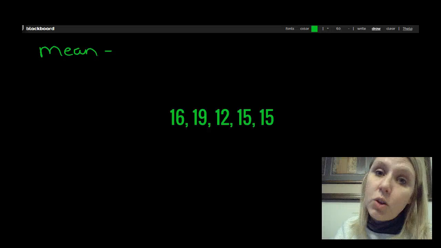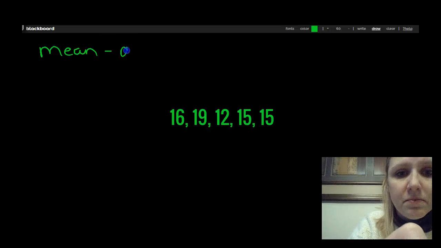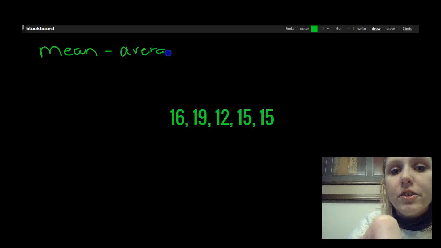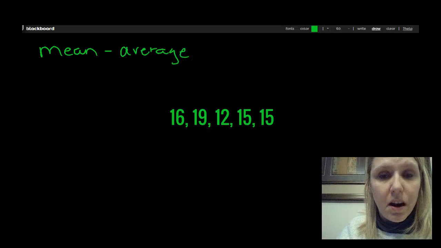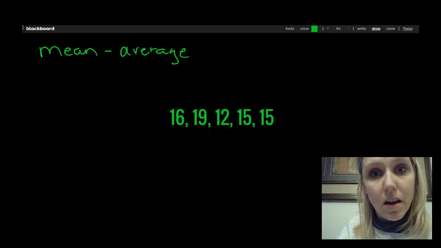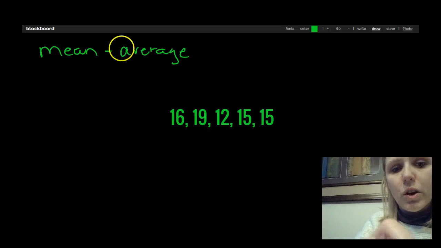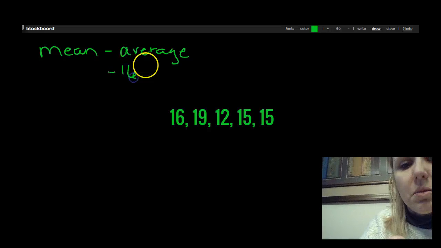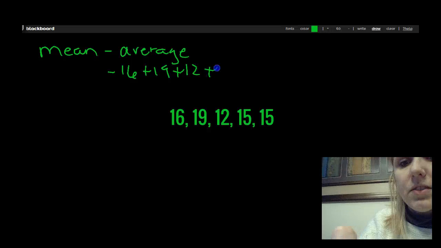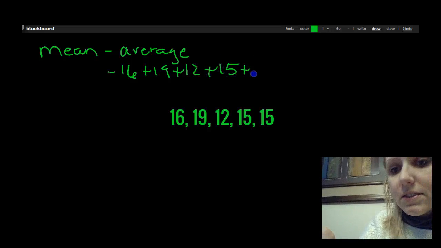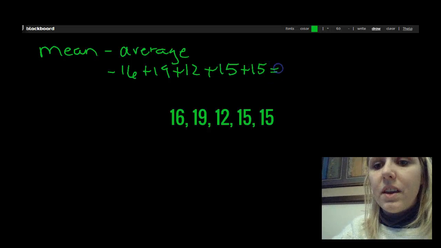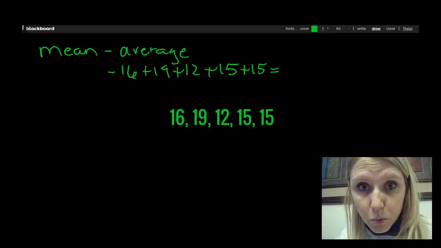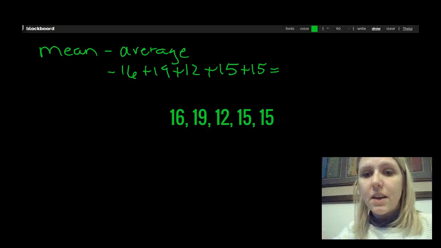Well, the mean is commonly known as the average. To find the average, we are going to take all 5 of these numbers, add them up, and then divide by the number of numbers we have. So in this case, we're going to take 16 plus 19 plus 12 plus 15 plus 15. And if we put that into our calculator, we're going to find that is a total of 77.